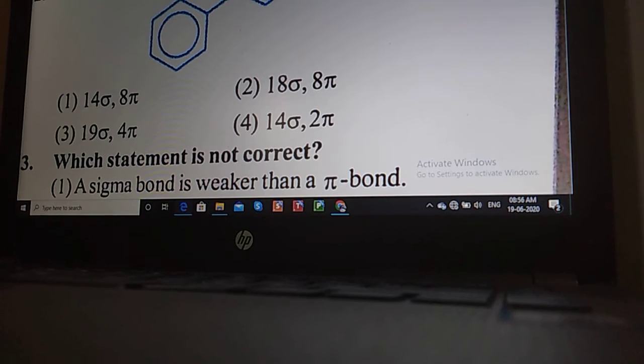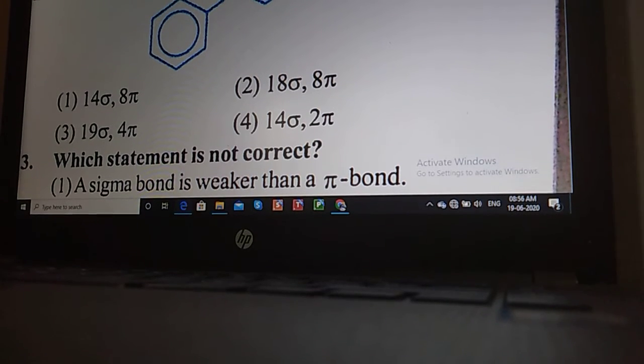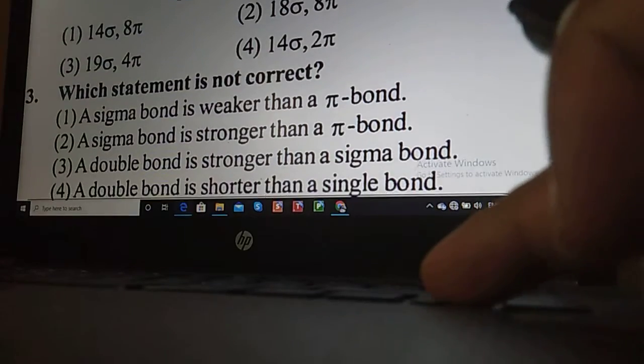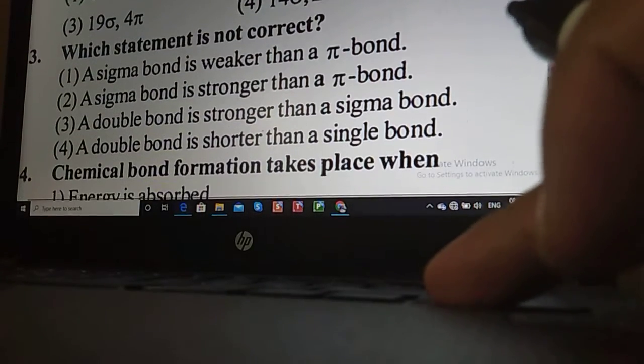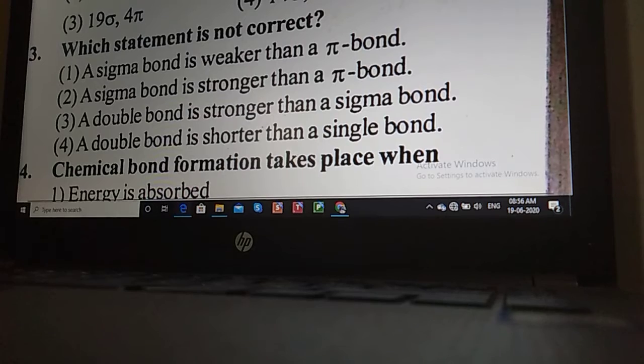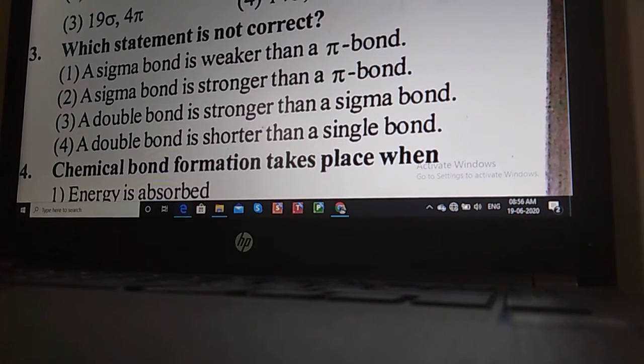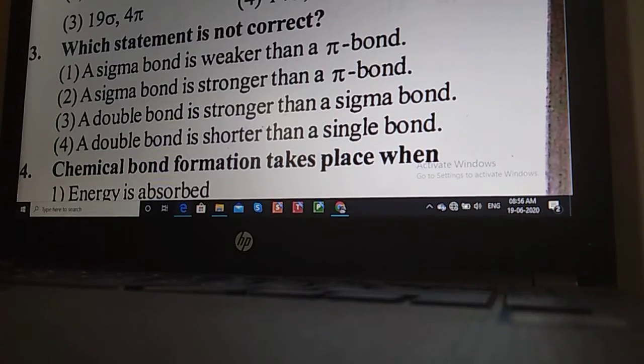Now let us move, student, to the next question, question number 3. What is question number 3, student? Which statement is not correct? Option 1: a sigma bond is weaker than a pi bond. Okay, so that is the wrong statement, student. So our answer will be option number 1.